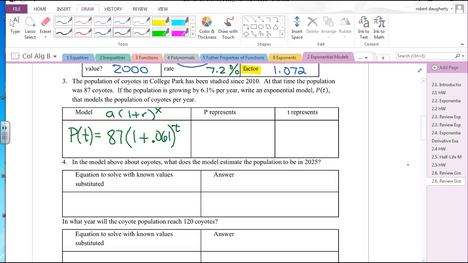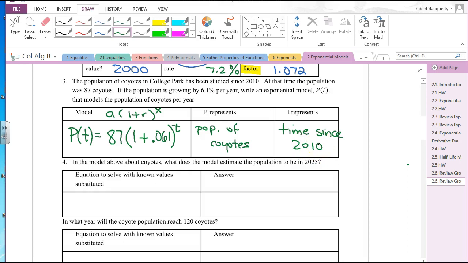Now what does P represent? P is the population of the coyotes. What does t represent? t represents time, but be more specific. It's the time since, when did this model start? That was in the year 2010. Okay.